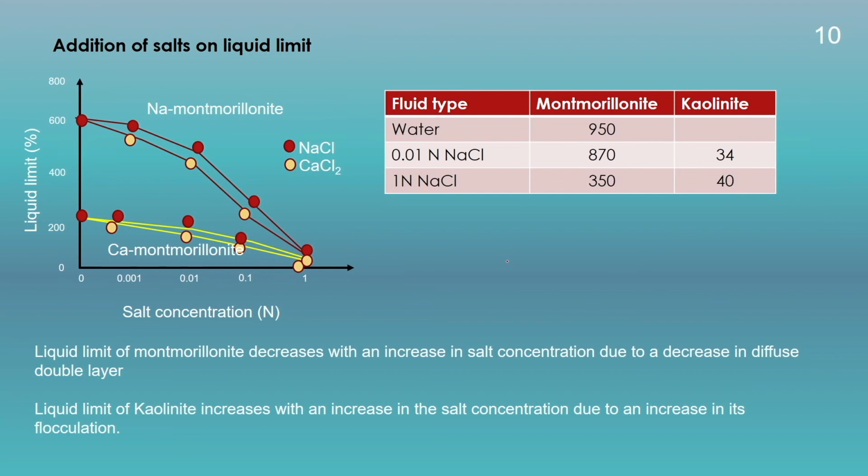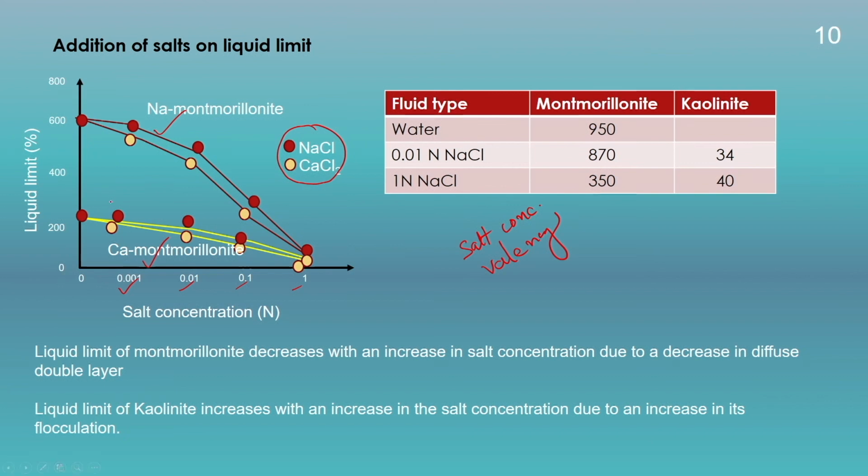As we know that the liquid limit of the soil is governed by the diffuse double layer thickness, particularly for montmorillonite type of mineral, the liquid limit will be controlled by the diffuse double layer thickness, and also the diffuse double layer thickness is controlled by or gets affected by the salt concentration and the valency of the salt. So, here we can see we have taken two different montmorillonites, sodium montmorillonite and calcium montmorillonite, and it was exposed to two salts, sodium chloride and calcium chloride of different concentration.